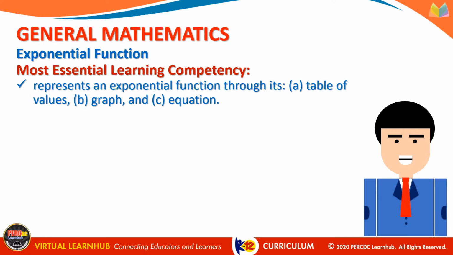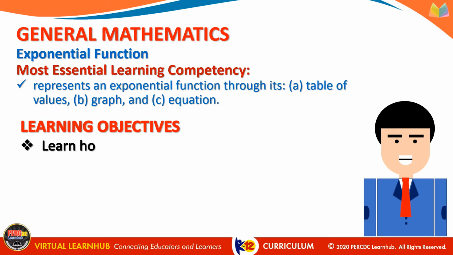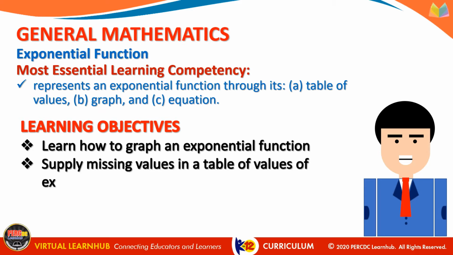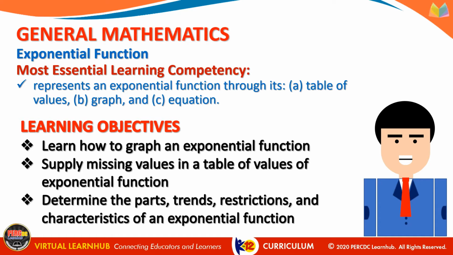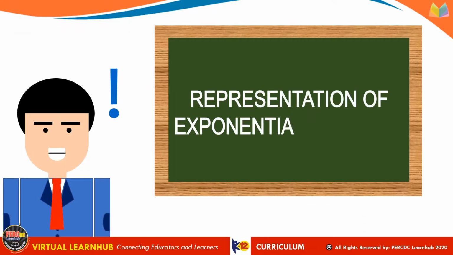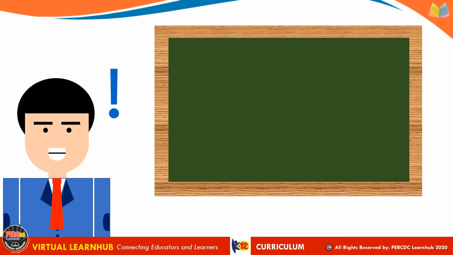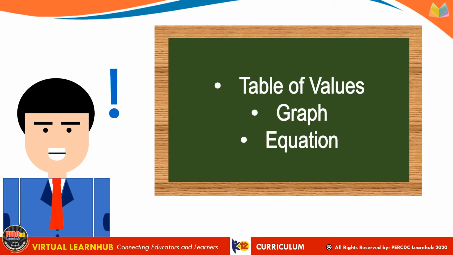For our learning objectives, by the end of this video, we want to learn how to graph an exponential function, supply missing values in a table of values of exponential function, determine the parts, trends, restrictions, and characteristics of an exponential function. Now let's go to the representation of exponential function. We have three ways. First is the table of values, second is the graph, and third is the equation. But mostly we will focus on the table of values and graph.